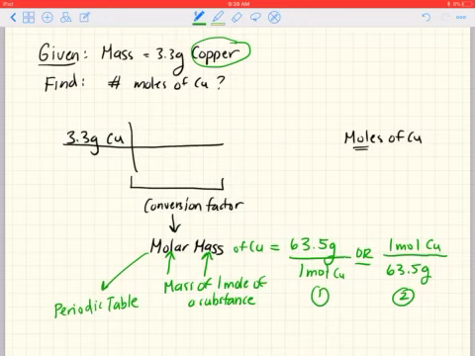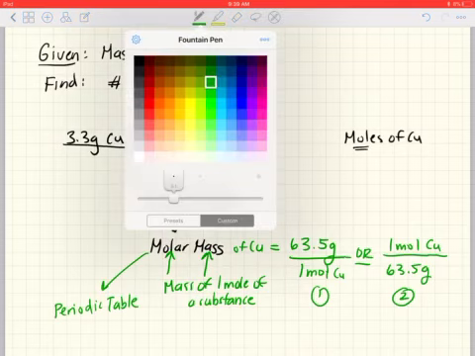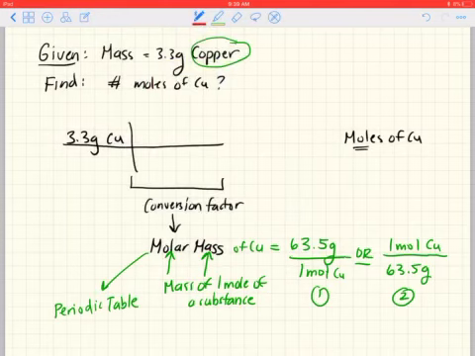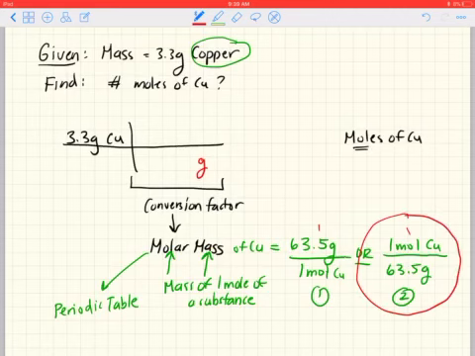So now I'm going to go back to my original problem. Find the number of moles of copper in a given mass, which is 3.3 grams. Now that I have my conversion factor, the next step involves choosing the version of the conversion factor that allows me to go from grams to moles. I want my units to cancel out, so that means I need grams on the bottom. Of the two conversion factors, the one I'll be using is this one right there.